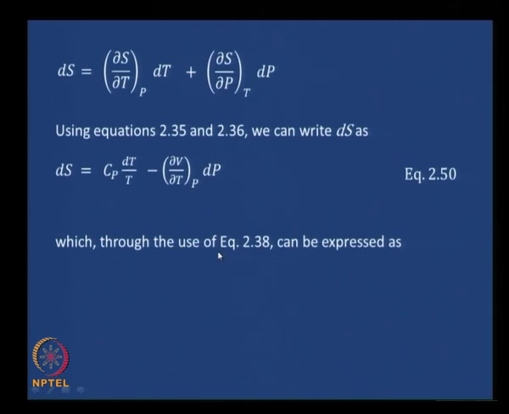which can be expressed as, we are going to use equation 238 now, dS equals Cp dT by T minus alpha V dP. Note that this is ∂V/∂T at constant P. Therefore, this is variation of volume with temperature at constant pressure, related to expansivity, and therefore the 1 by V is actually the expansivity, and this becomes alpha times V. We will call that equation 251.